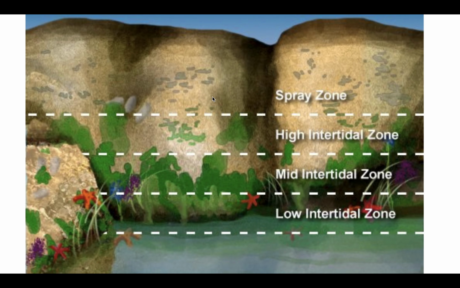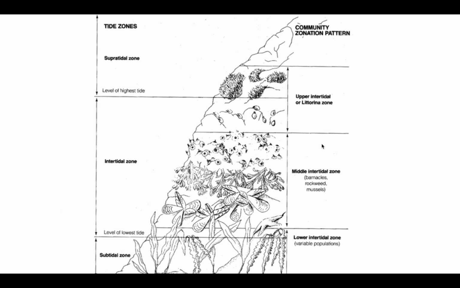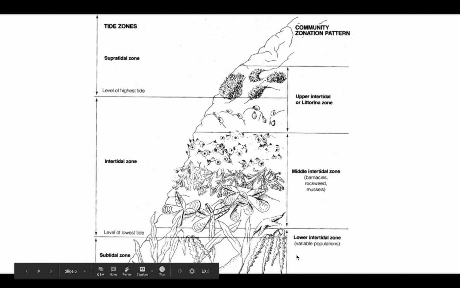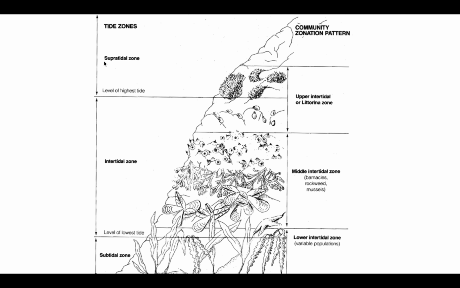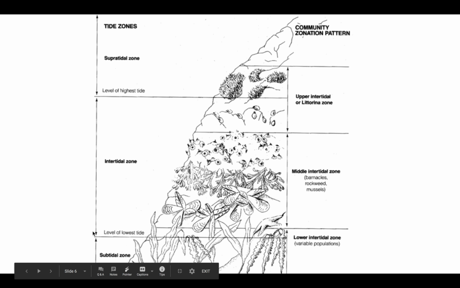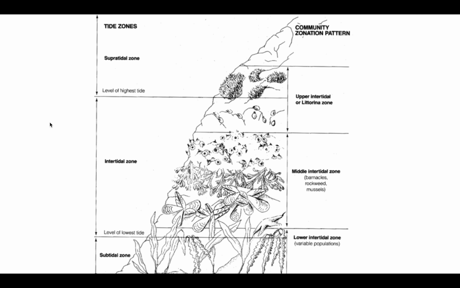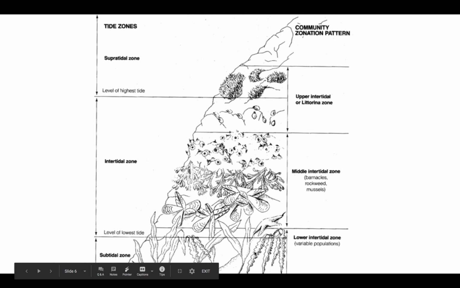So here's just another picture of that. You're seeing the spray zone. This is the high intertidal, mid intertidal, and low intertidal. They say high intertidal and upper intertidal mean the same thing. Again, another visual of this. This is the upper, middle, lower, right? And then it has some other words, the supra, meaning the above tidal zone, the intertidal zone, and the subtidal zone. So I'll post a video later on where you will hear me talk about the subtidal zone, and what I'm really referring to there is the lower intertidal zone.